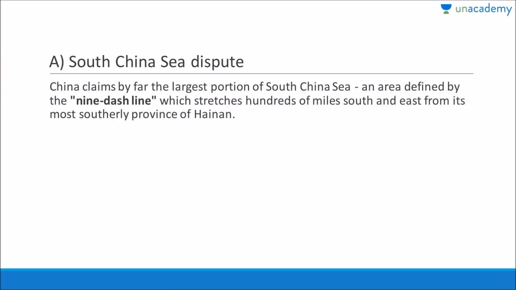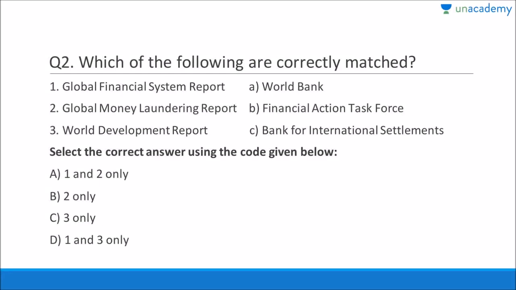So China claims by far the largest portion of the South China Sea, an area which is defined by the 9 dash line and which stretches hundreds of miles south and east from its most southerly province of Hainan. There are 6 countries like Brunei, China, Vietnam, who claim the South China Sea for their own.